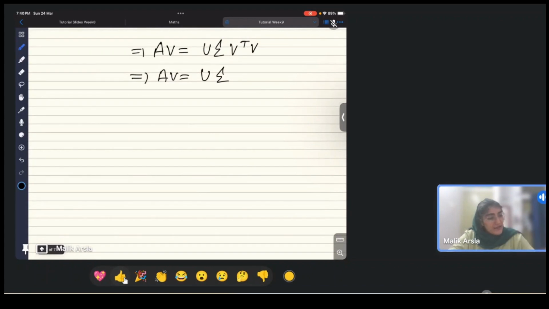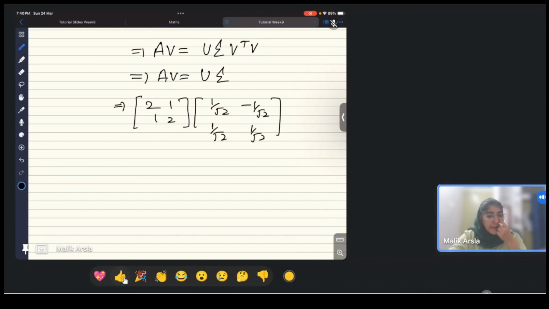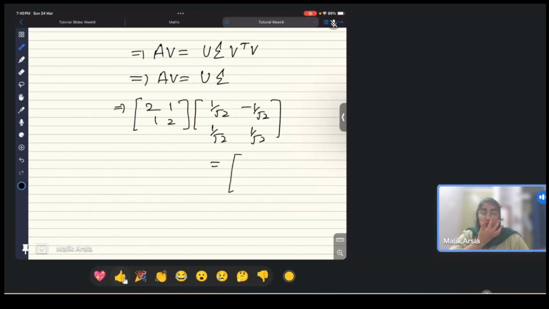So let us suppose, A we have 2, 1, 1 and 2. V we have calculated as 1 by root 2, 1 by root 2, minus 1 by root 2 and 1 by root 2, right? This we have calculated. Now from here we can see that U is also going to be a 2 cross 2 matrix. So let us say that entries are A, B, C and D. And here sigma is already given in the question, that is equal to 3, 0, 0 and 1.